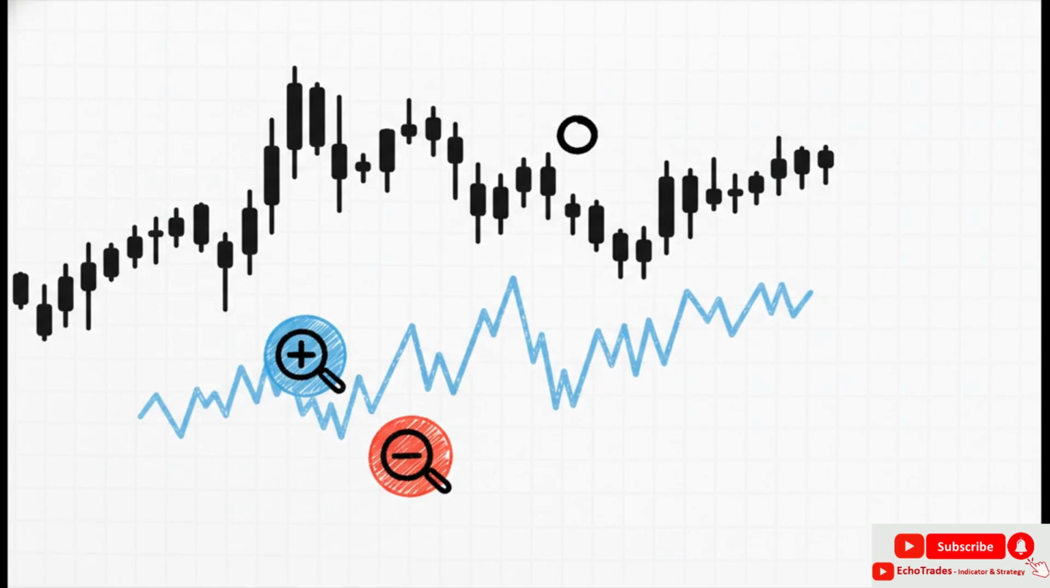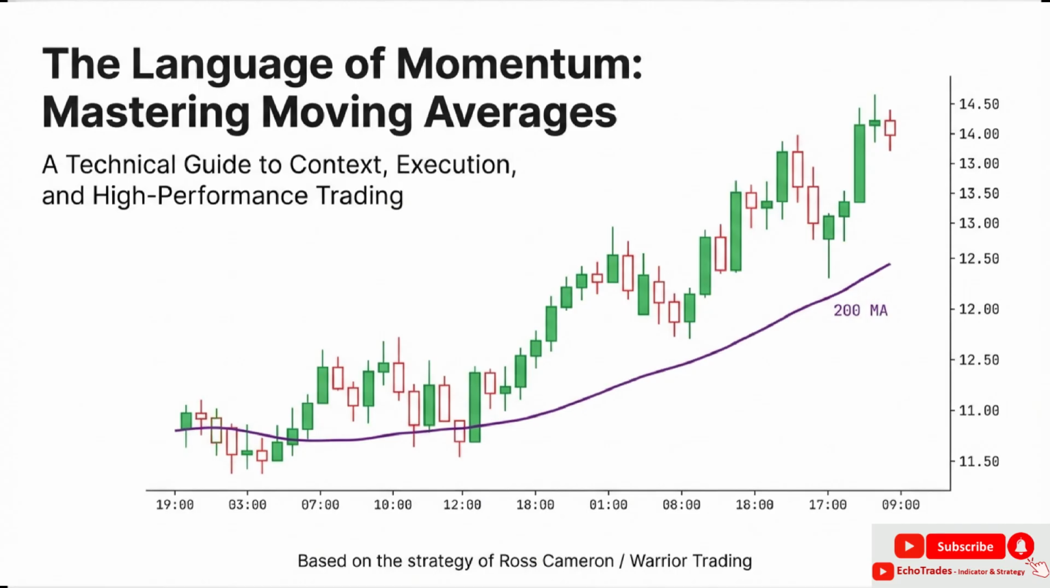So that's the whole point, right? We need a way to create that context. We need some kind of baseline to judge the price against. And that is the entire job of technical indicators. And the most fundamental of all are moving averages. They're what give a price its meaning.